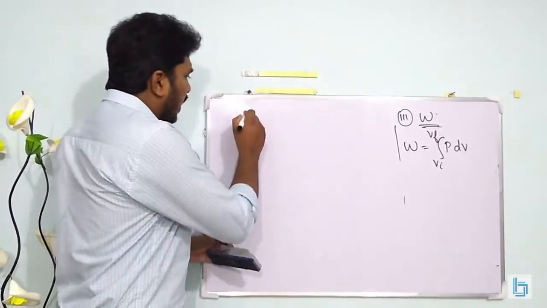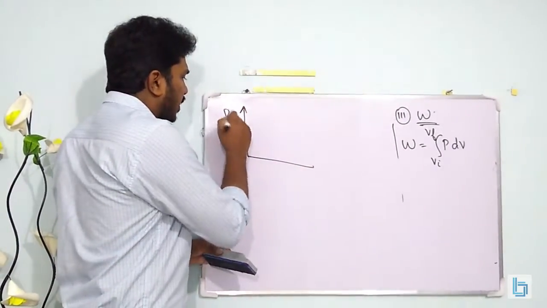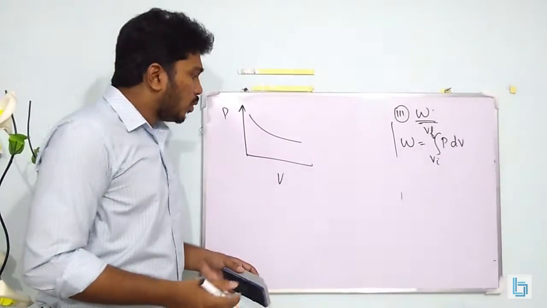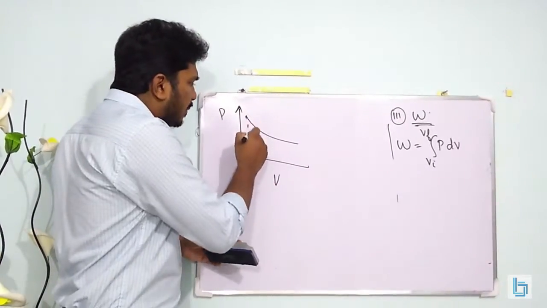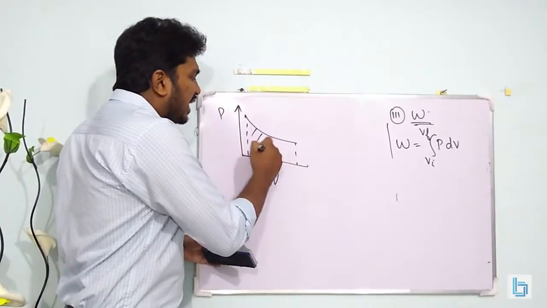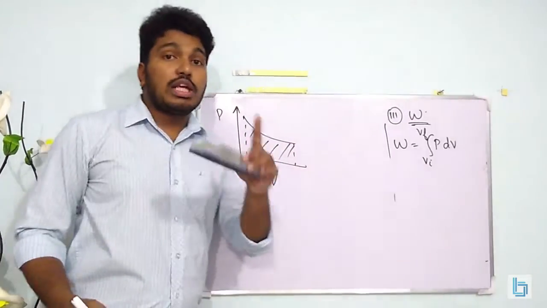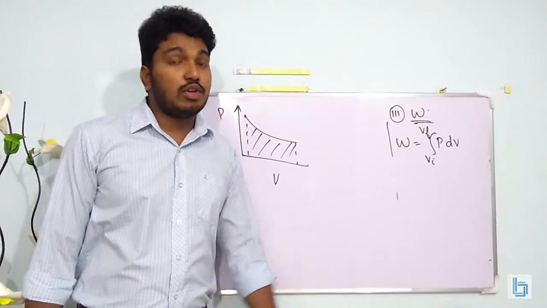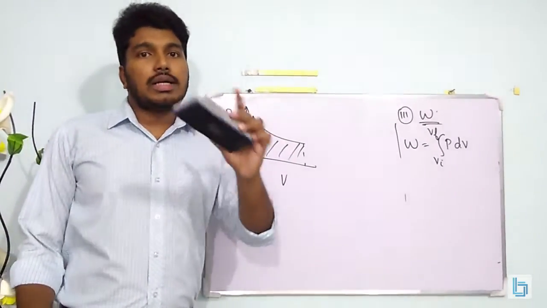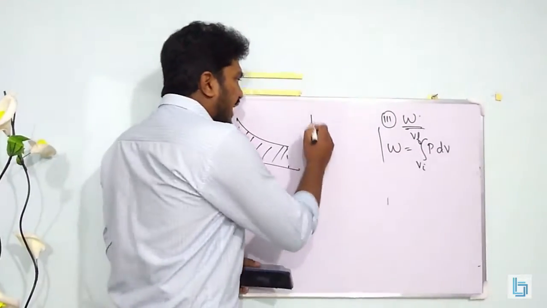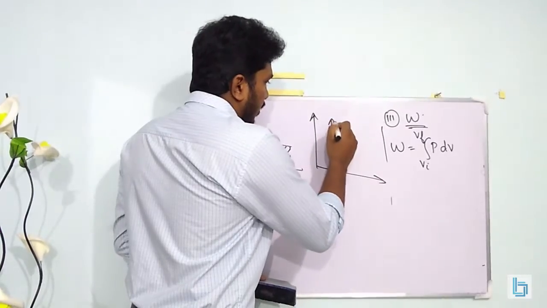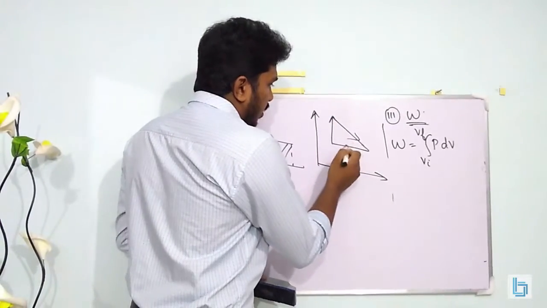Say suppose I have a process like this. This is P and this is V, and a graph is given like this. Now the area under the PV diagram, I repeat, the area under the PV diagram will give you the corresponding work done. Now suppose it is a cyclic process like this.